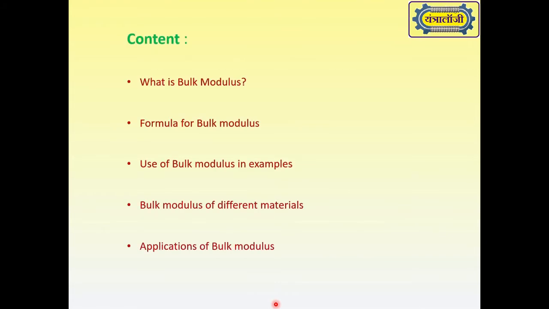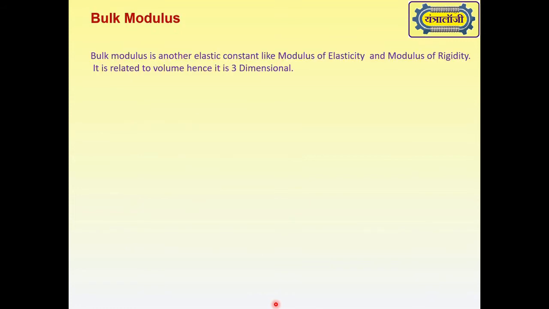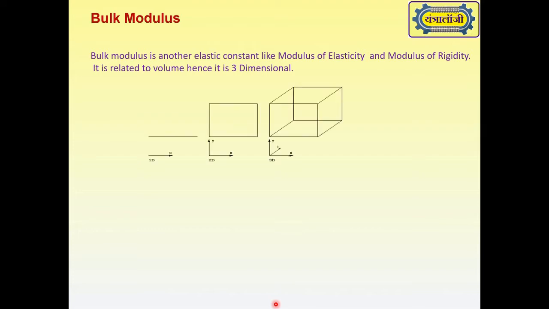Contents of the session: what is bulk modulus, formula for bulk modulus, use of bulk modulus in calculations in examples, bulk modulus for different materials, and applications of bulk modulus. Bulk modulus is another elastic constant like modulus of elasticity or modulus of rigidity. It is related to the volume, hence it is three-dimensional. Bulk modulus signifies the strength of material against hydraulic compression.